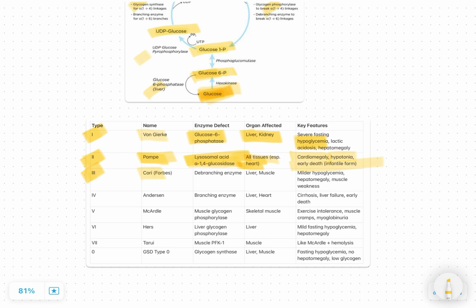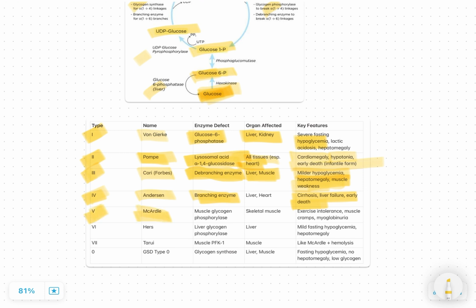Third is Cori or Forbes disease. Here the debranching enzyme, which is helpful in glycogenolysis, is hampered. Then the patient will have hypoglycemia, a milder version, hepatomegaly and muscle weakness. The organs affected are liver and muscle. The fourth one is Anderson disease. Here the branching enzyme is affected. It causes cirrhosis, liver failure and early death.